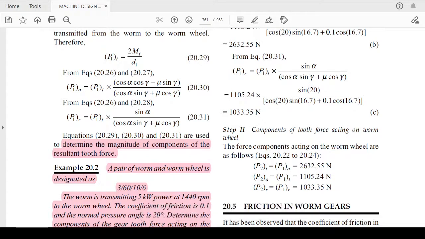We'll come up with the next topic in upcoming sessions about the friction in the worm gear and other strength criteria and strength analysis of the worm gear drive.